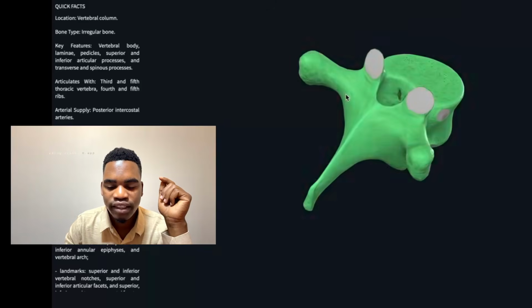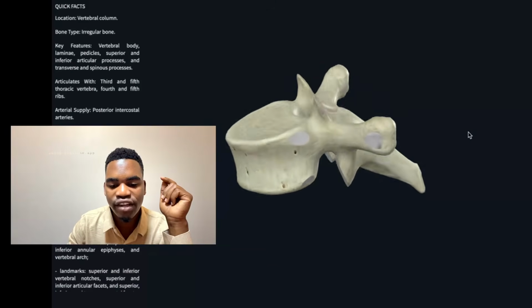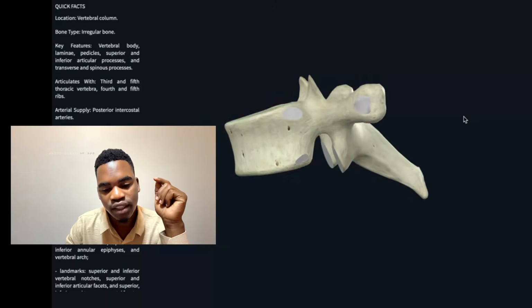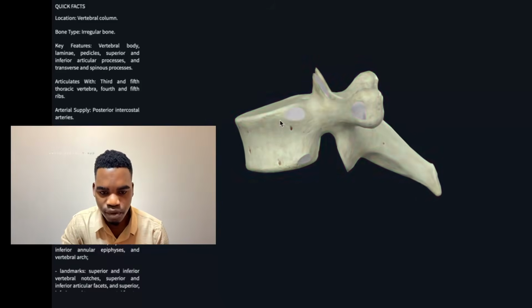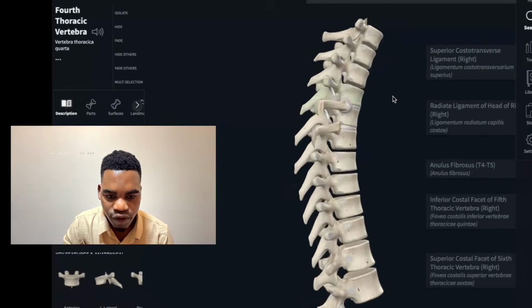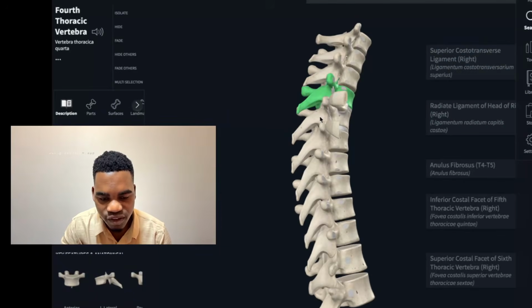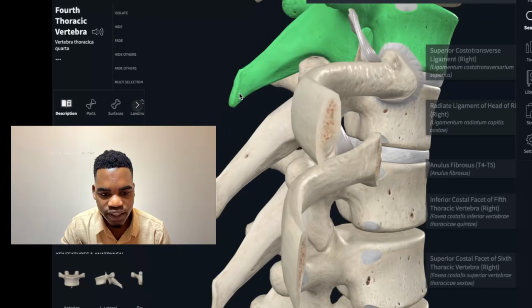We said the spinous process of a typical thoracic vertebra is expected to point inferiorly and posteriorly, and the tip of the spinous process is expected to be found at the level of the thoracic vertebra below. For example, if this is T4, we said the tip of T4 is expected to be found at the level of the vertebral body of T5.